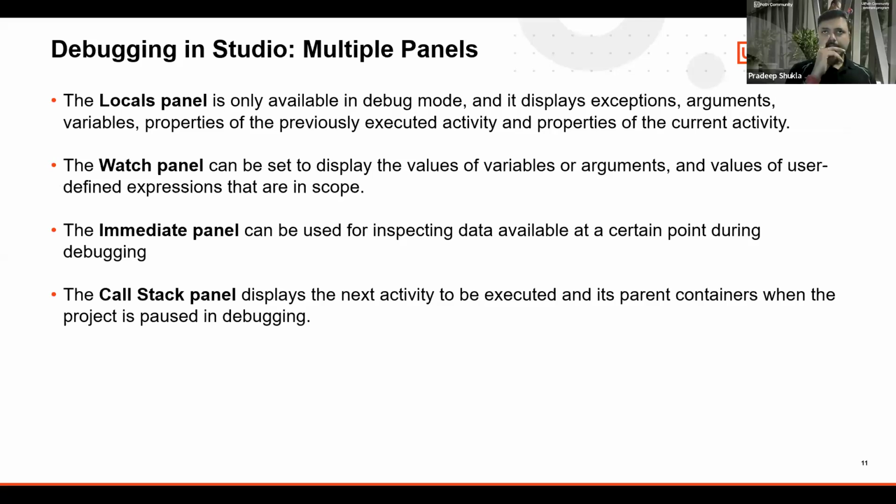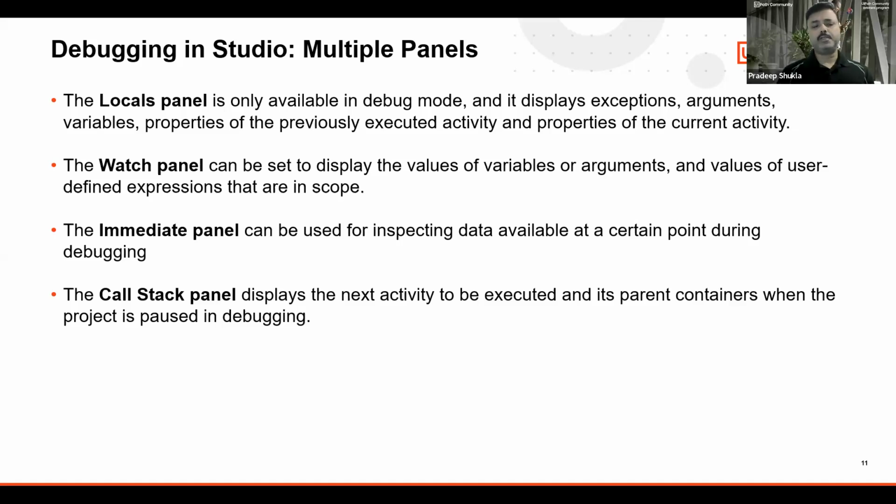The next set of tools that are available to a developer, besides the top bar on Studio, are panels. These panels have a ton of information, and each of them serves a different purpose. There's a Locals panel, which is available only in debug mode. It shows you the exceptions, arguments, properties, and variables of the steps that the code is executing. We can look at it when we are debugging and have a breakpoint in the code. We'll walk over each of these in our demo.